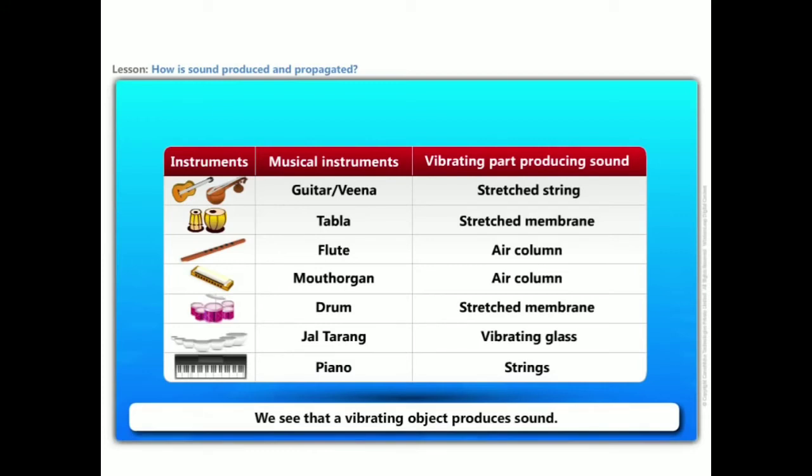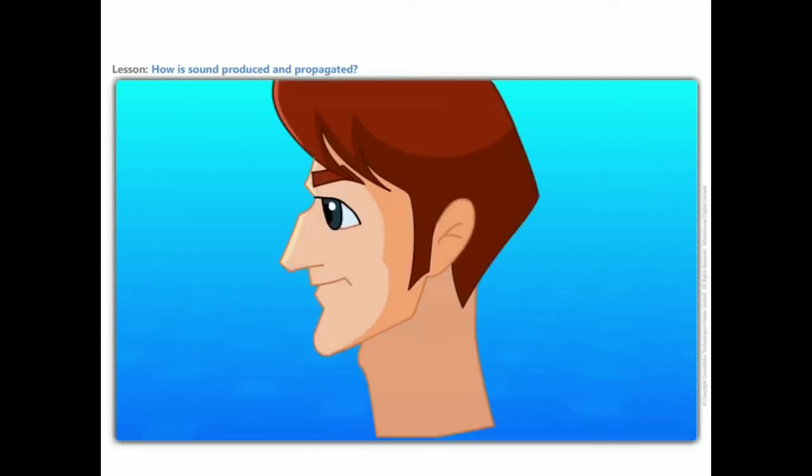We see that a vibrating object produces sound. Now, that was about the musical instruments and other objects. How is sound produced in humans? In humans, the sound is produced by the voice box or the larynx.